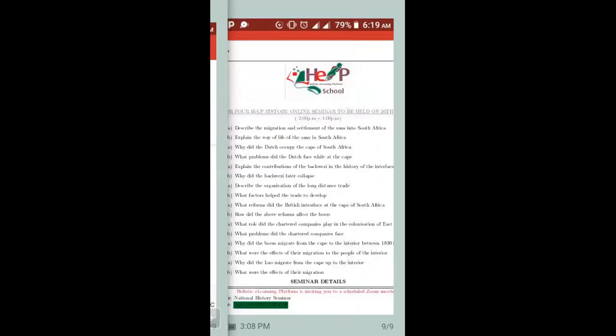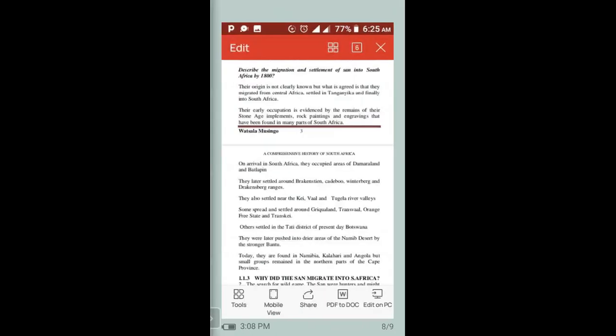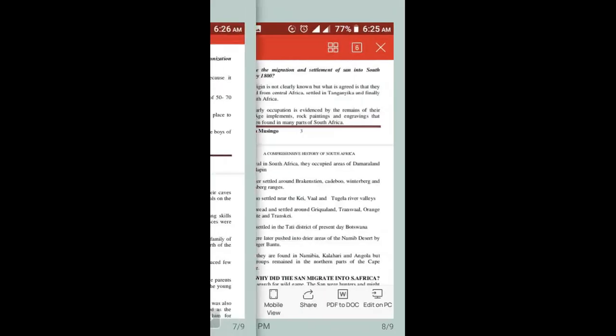Part B is explain the way of life of the San in South Africa. Most times, we students get confused when they ask of the way of life. The way of life is also the organization. So it's like they're asking, explain the organization of the San in South Africa.